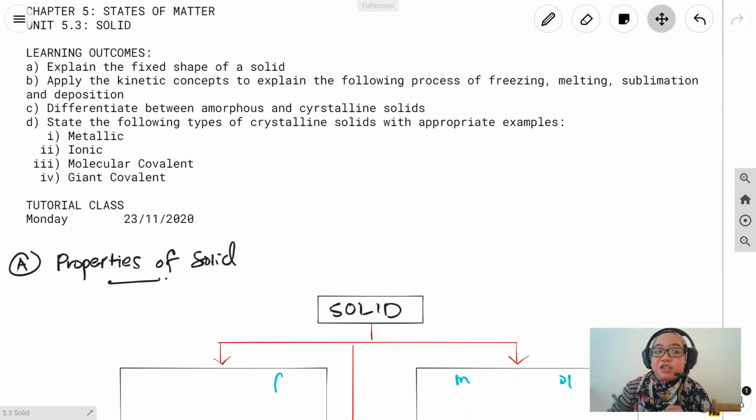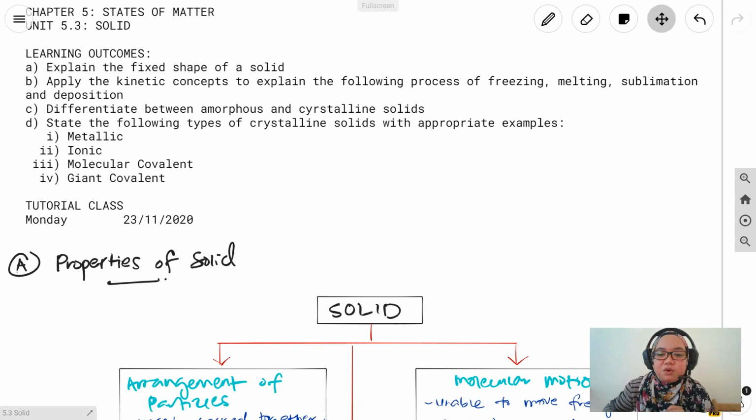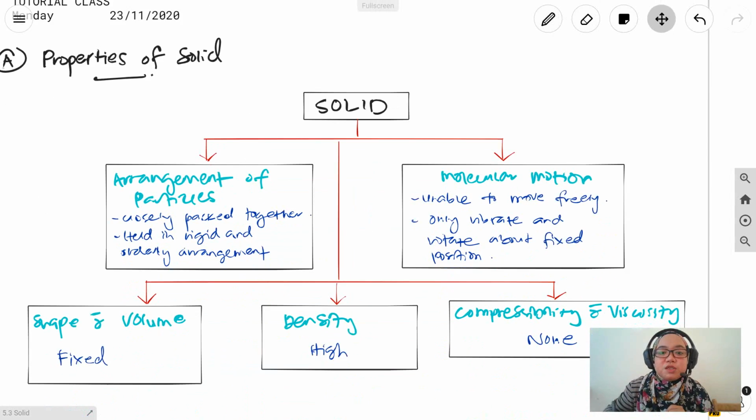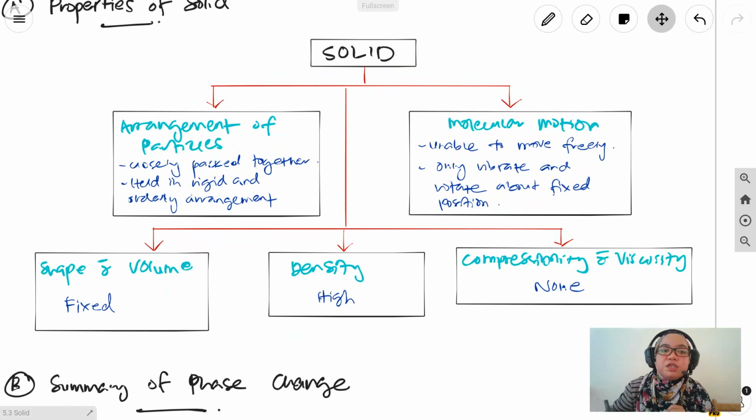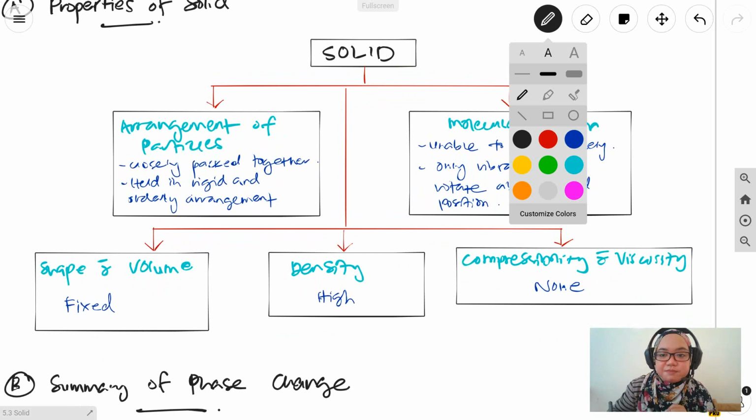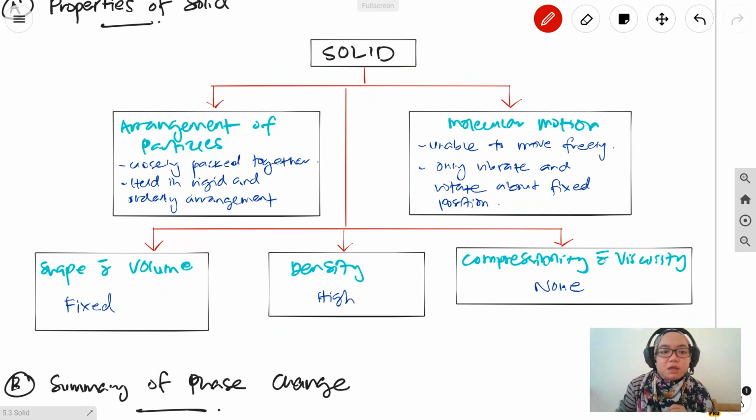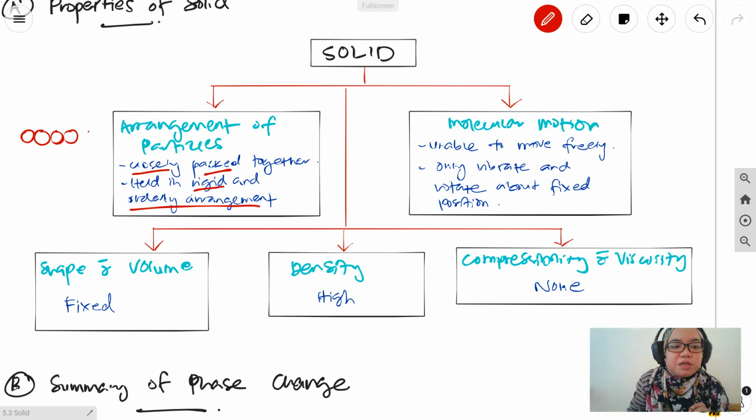First we are going to look at the properties of solid. There are a few properties of solid that we are going to look at today. The first one, we are going to look at the arrangement of the particles. For the arrangement of particles in a solid, the particles are closely packed together, and they are held in a rigid and orderly arrangement, which means that they will be arranged very closely like this and in an orderly arrangement. No space between them.